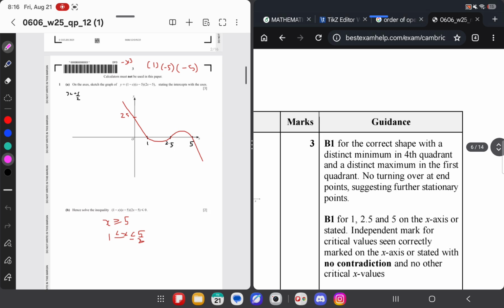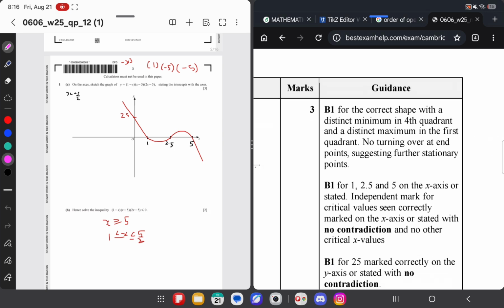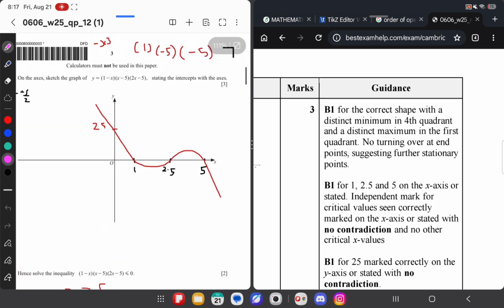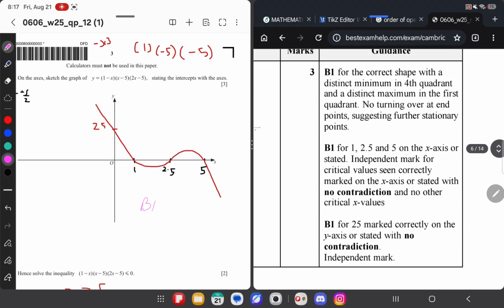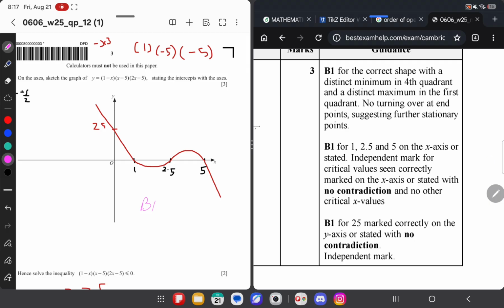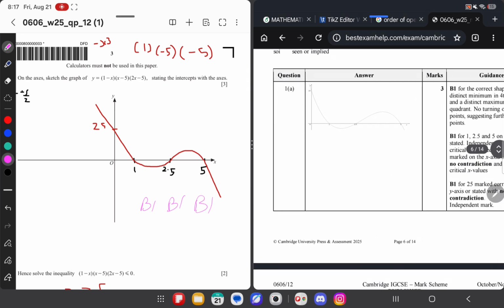Slime them out. B1 for correct shape and distinct minimum in fourth quadrant and distinct maximum in the first quadrant. No turning over at the end points, suggesting first stationary points. So what you get say B1. Now B1 for 1, 2.5 and 5 on the x-axis or stated. Independent mark for critical values seen correctly marked on the x-axis and or stated with no contradiction and no other critical x values. B1 for 25 marked correctly with no y-axis or stated with no contradiction independent mark. Okay, good. Yay.